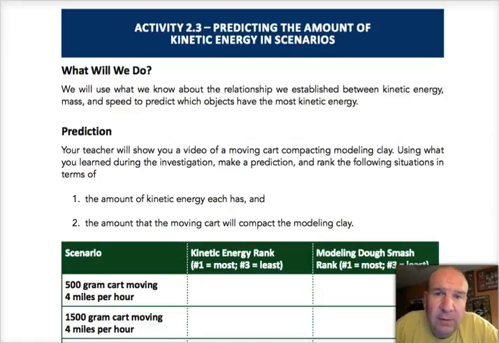Welcome. This is Activity 2.3, Predicting the Amount of Kinetic Energy in Scenarios. So I imagine you are doing Activity 2.3 here, the flipped lesson. If you were absent, if you couldn't be in class today when we did Activity 2.3, what we're going to do is use what we know about the relationship we established between kinetic energy, mass, and speed to predict which objects have the most kinetic energy. So this is what we're going to do.